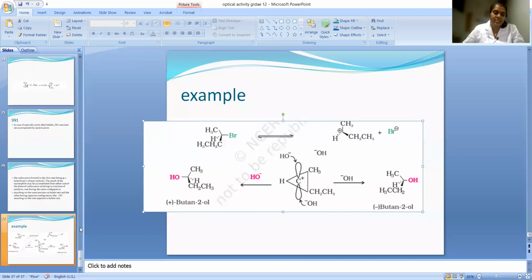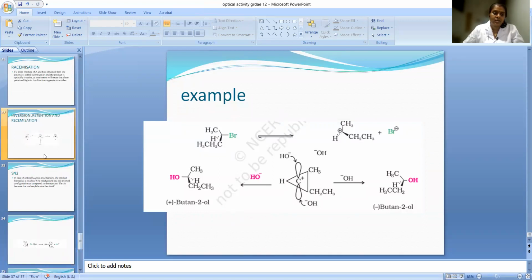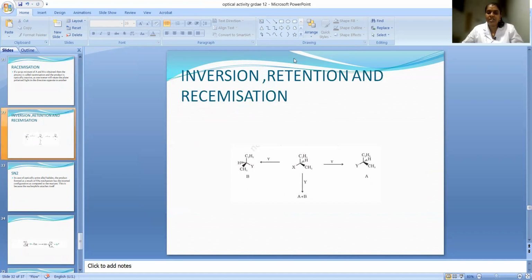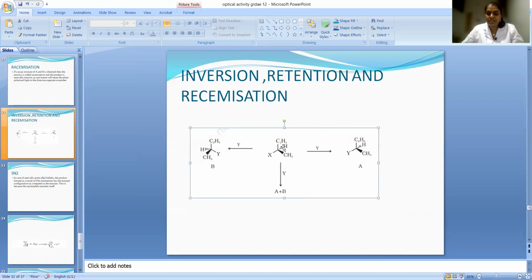Now let us have a look at all these things. Let us see inversion, retention, and racemization together. If this is the substrate, the reactant, and Y is coming and attaches in the direction opposite to X, this is inversion of configuration. But here Y is in the same place as X, so this is retention of configuration. If you get a mixture of A and B, retention and inversion, 50% each, that compound is optically inactive because of racemization. Understand? That's all for today. Now let us discuss the lesson in the next class.